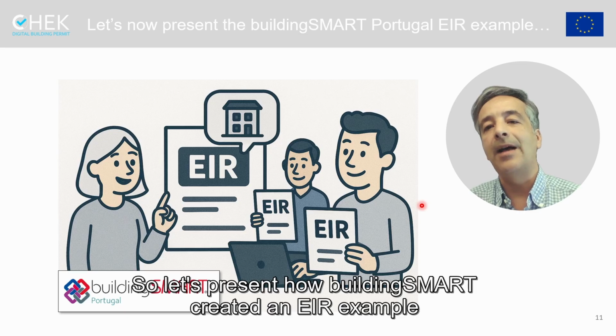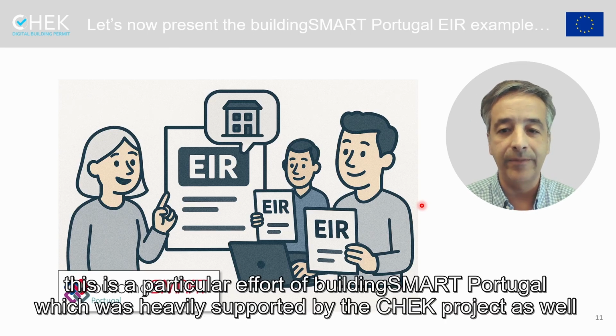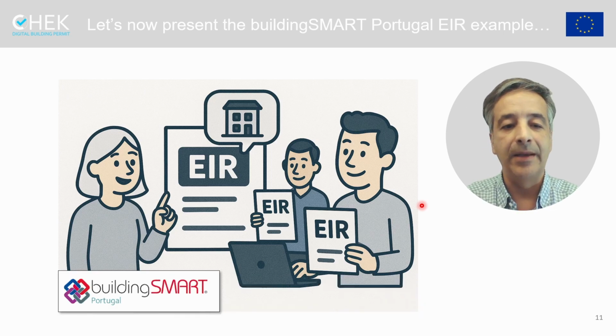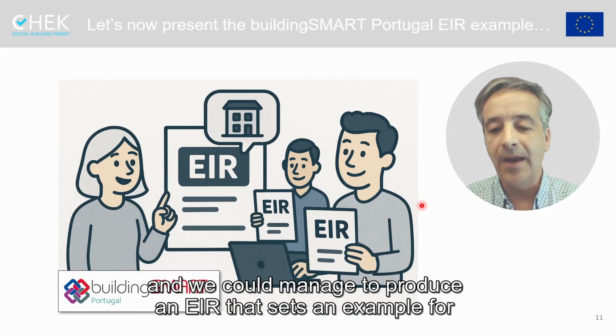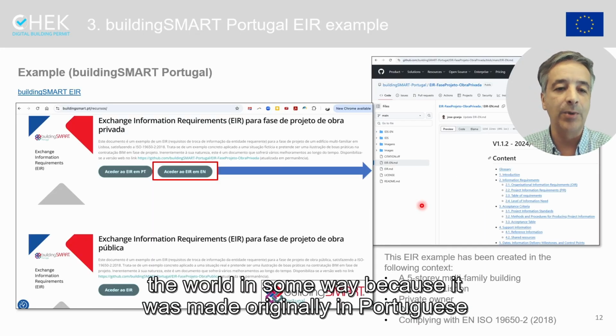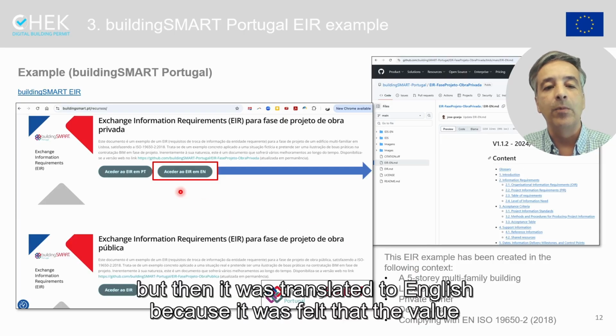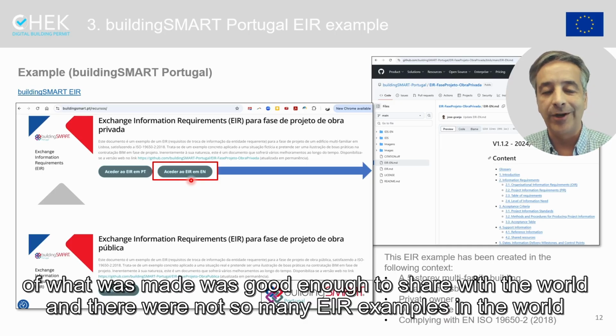So let's present how Building Smart created an EIR example. This is a particular effort of Building Smart Portugal, which was heavily supported by the CHEK project as well. We could manage to produce an EIR that sets an example for the world in some way, because it was made originally in Portuguese, applied for a specific, concrete example in Lisbon, but then it was translated to English because it was felt that the value of what was made was good enough to share with the world, and there were not so many EIR examples in the world.